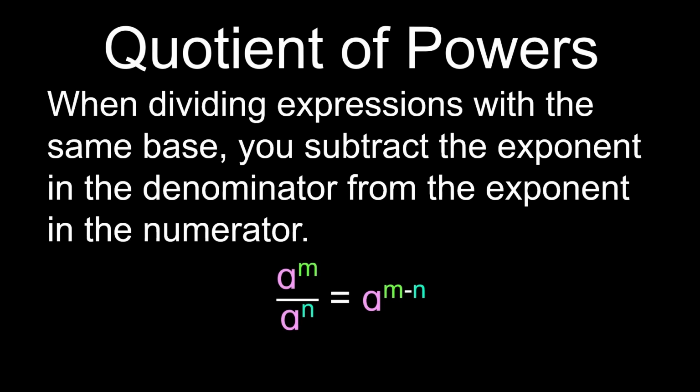The quotient of powers rule says that when you're dividing expressions with the same base, you subtract the exponent in the denominator from the exponent in the numerator. So if you have a to the m power over a to the n power, that is equal to a to the power of m minus n.